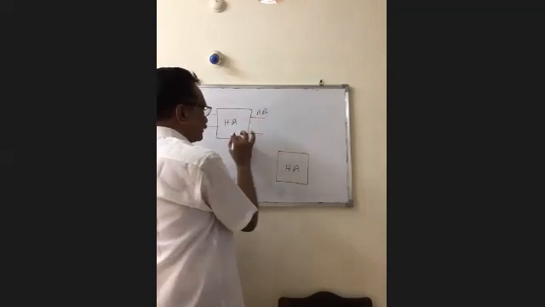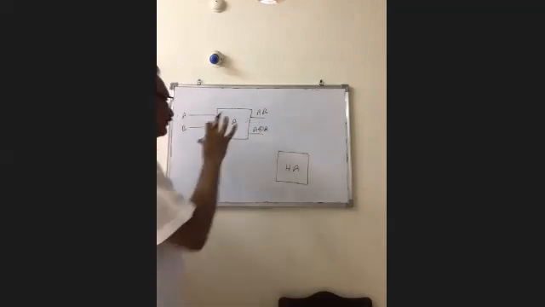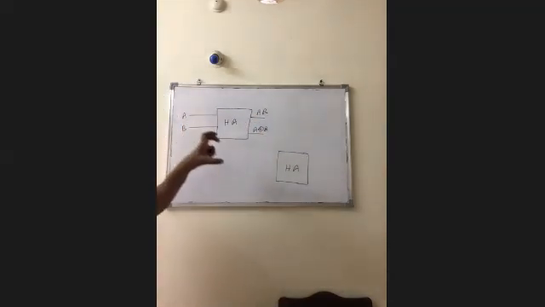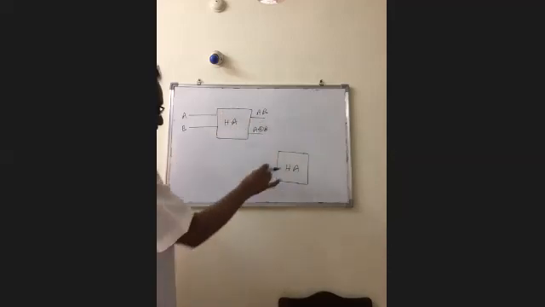What is its sum output? A exclusive OR B. For a half adder, if the inputs are A and B, its sum output is equal to A exclusive OR B, and its carry output is equal to AB. This is the second half adder.